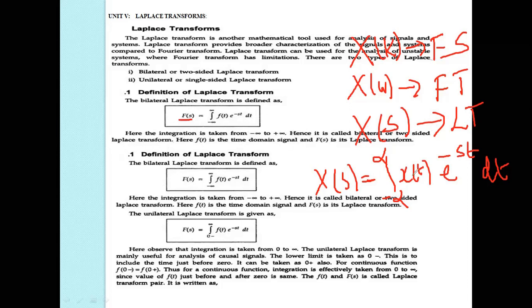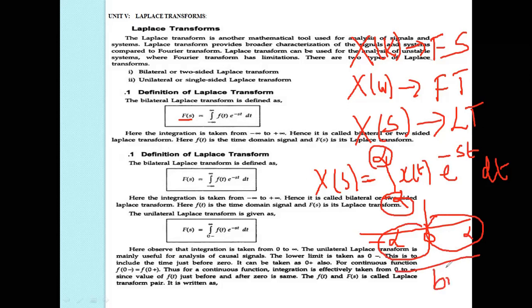Bilateral or two-sided, because it varies from minus infinity to 0 and 0 to infinity at the origin. So this one is left-sided and this one is right-sided. Both we can call the bilateral or two-sided Laplace transformation. Here f of t is the time domain signal, and f of s is the Laplace transform, f of s or x of s.